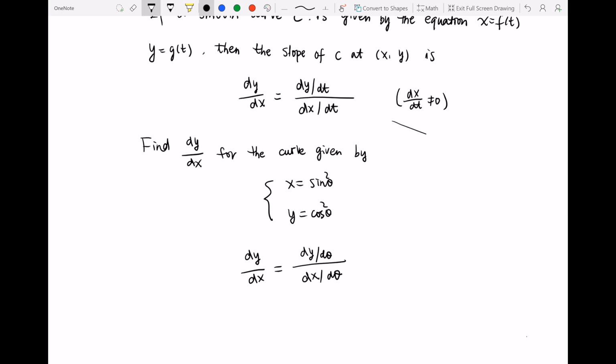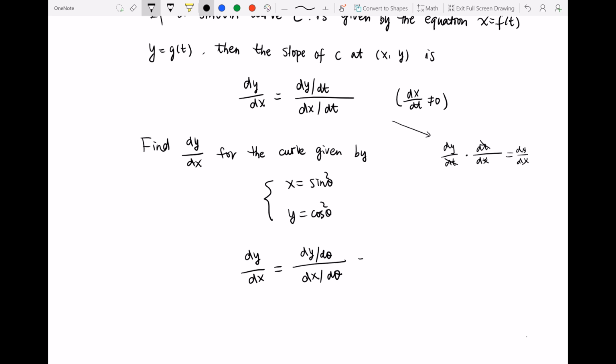You can do a short proof. dy over dt divided by dx over dt: keep, change, flip. So keep the first one, change the division into multiplication, and multiply by the reverse, which is dt over dx. The dt cancels out. So this gives you dy over dx. That makes sense, right? The dt cancels out, and you get dy over dx. That's just a short proof of why it's like that.